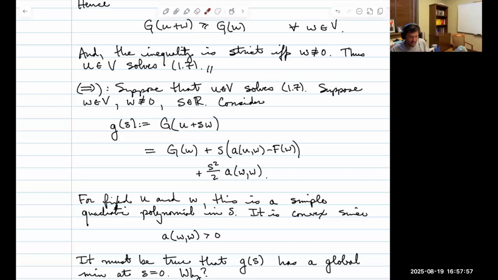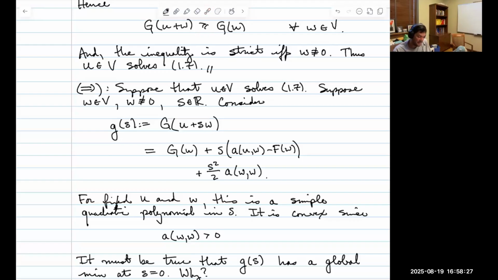Okay, so I haven't done all the details, but I hope that you believe that they're true because you can use the linearity and go through this. And some of you have seen calculations like this before. Now, for fixed U and W, this is simply a quadratic polynomial in S. You agree? Just a quadratic polynomial in S. And now we've assumed a priori that U solves 1.7, which means U is a global minimizer, right?